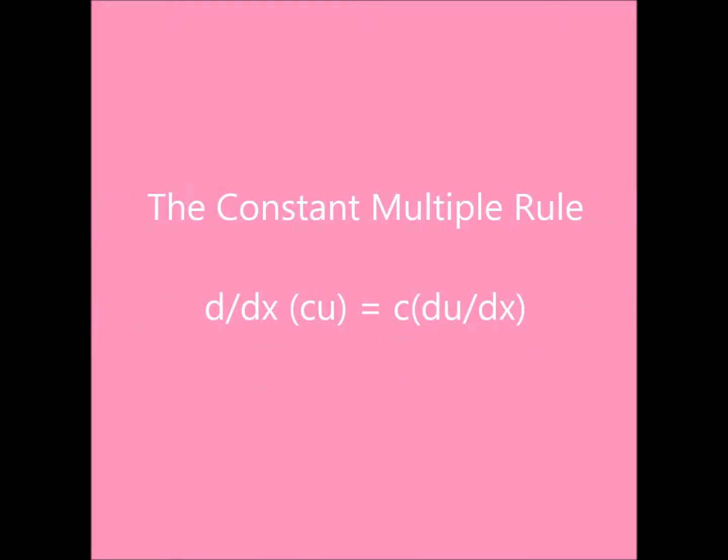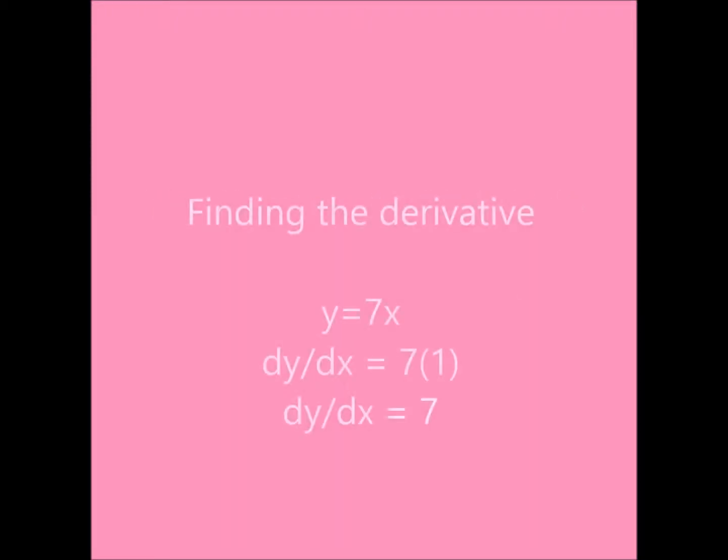The multiple rule is d dx of c times u equals c times du dx. This is saying that the derivative of any constant c times any function u is equal to c times the derivative of the function du dx. This concept is used to find the derivative of 7x. 7 is a constant and x is the function, so you get 7 times the derivative of x, which is 1. Then simplify, and dy dx equals 7.